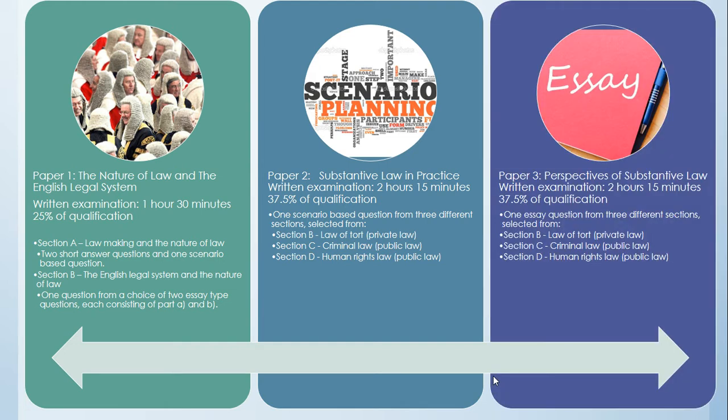And that's the same for paper 3, which is perspectives of substantive law, which is 2 hours and 15 minutes again, and it's 37.5% of the qualification. And these are essay-based, and again, you'll choose B, C, and D. You will choose 1 essay from each section, so you'll choose 3 out of 6.